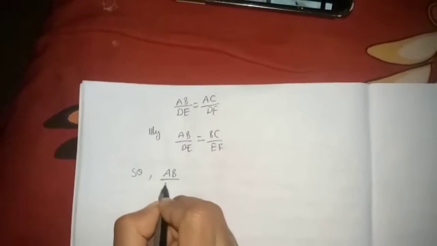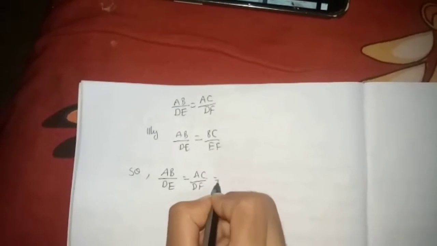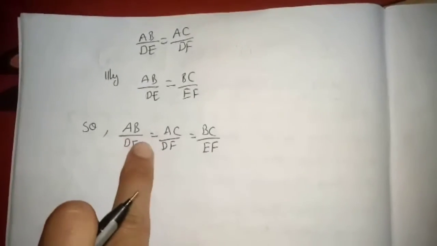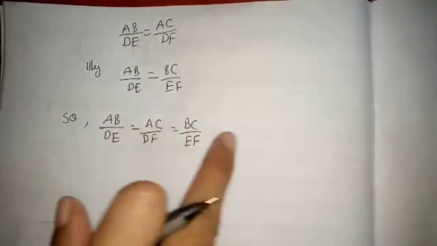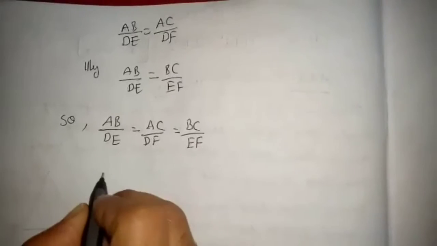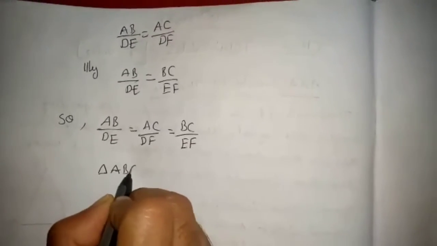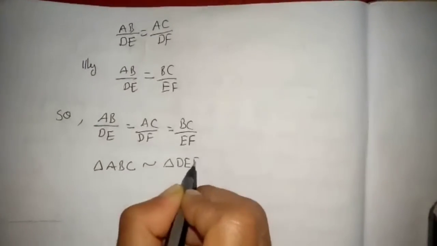So we can write these three conditions together: AB by DE is equal to AC by DF is equal to BC by EF. So we got that three sides are proportional. If the corresponding three sides are proportional, then what can we say? These two triangles are similar, right? So triangle ABC is similar to triangle DEF.